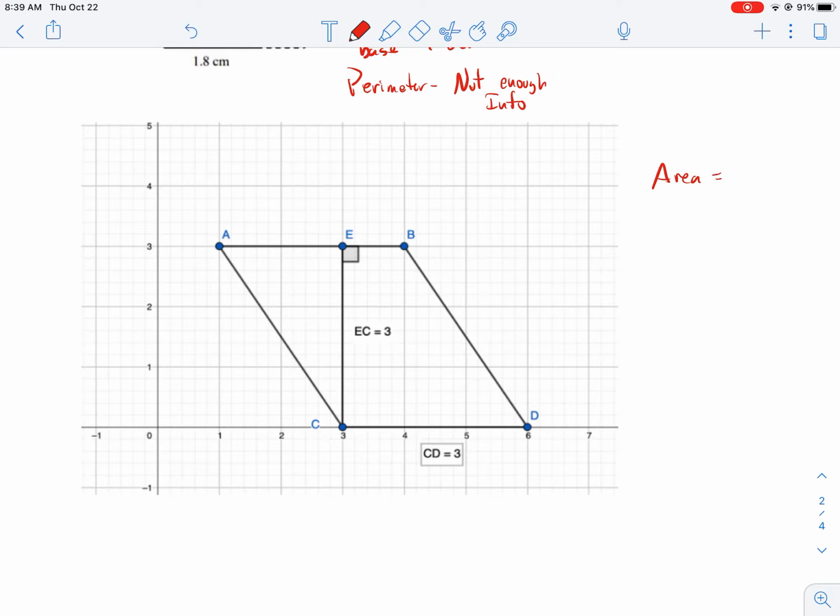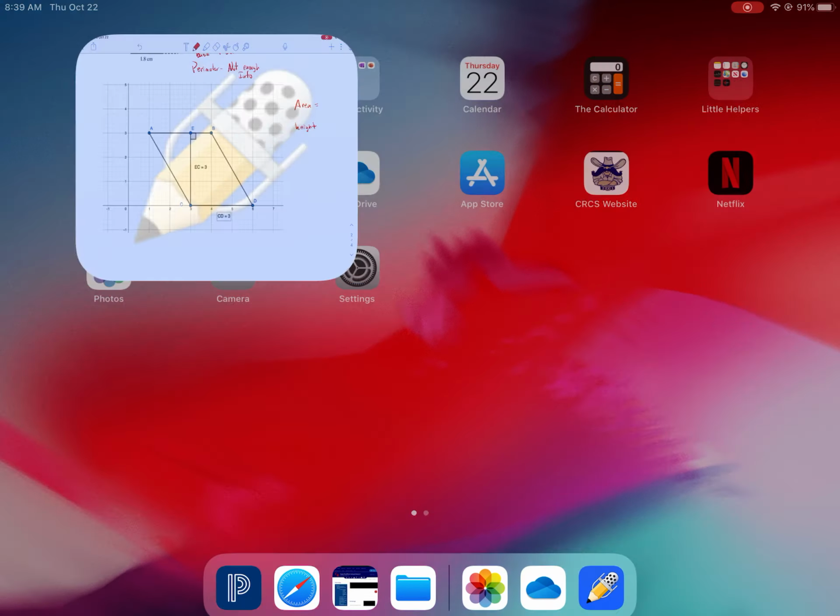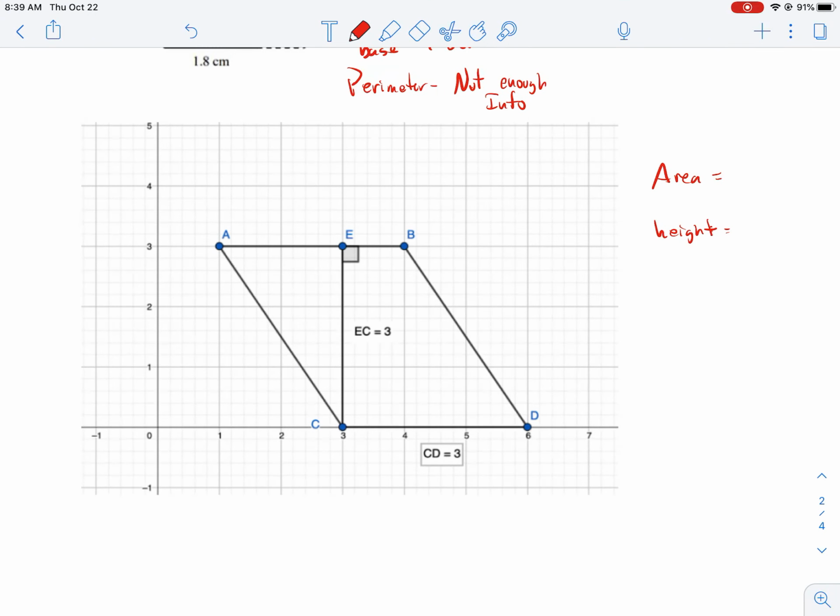Let's talk about what our height is. Well, our height is 3, right? We got this perpendicular line coming up from our vertex to the other base, the top of the parallelogram, so that our height is 3. Our base, represented by CD down there, is also 3 units. And so our area is 3 times 3, which is 9 units squared.